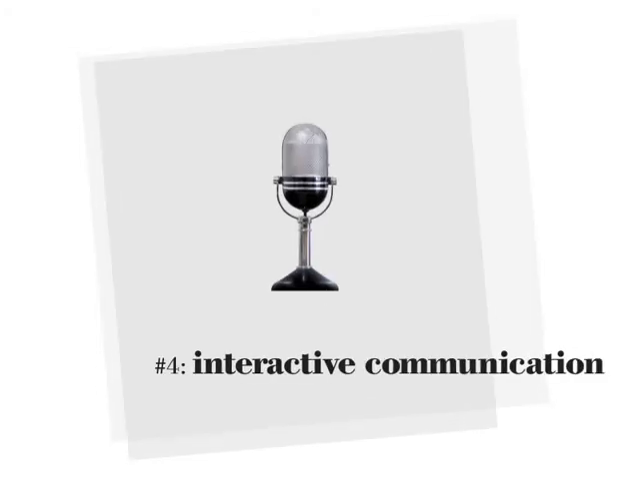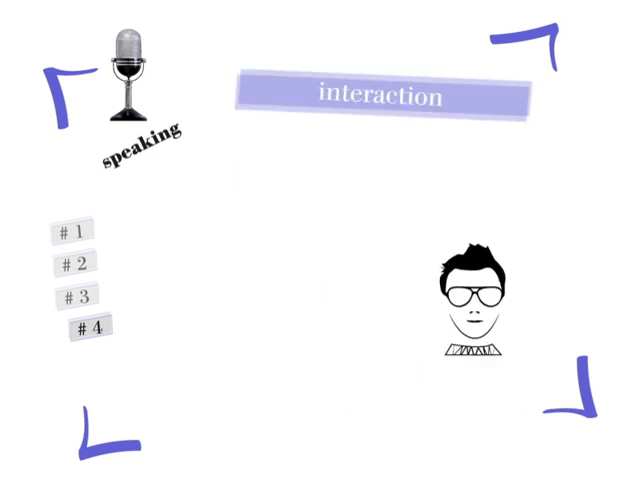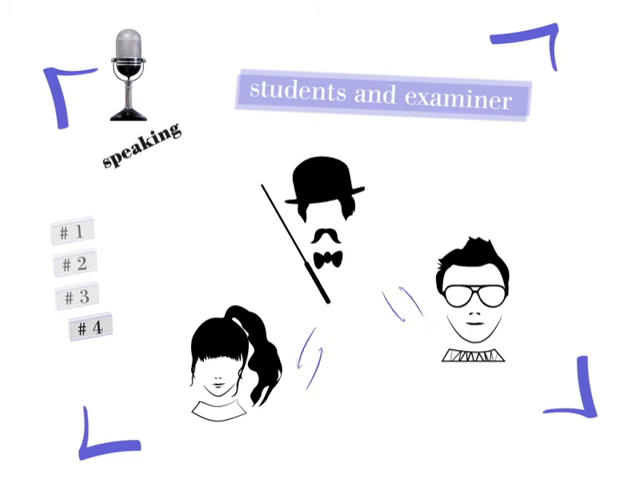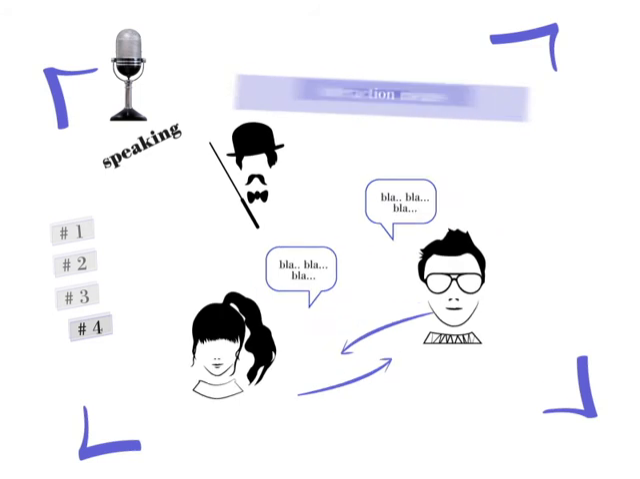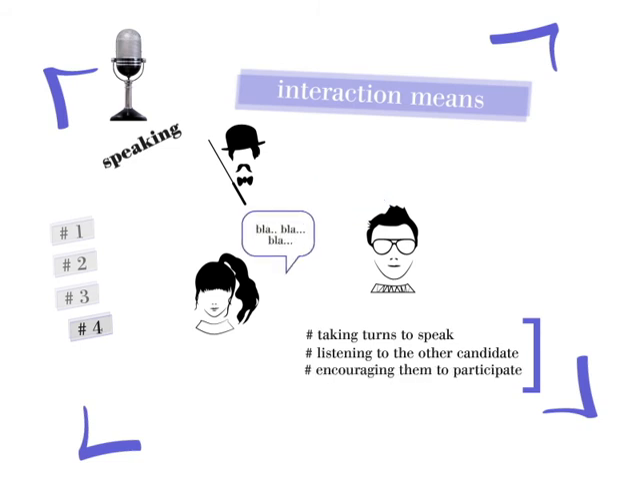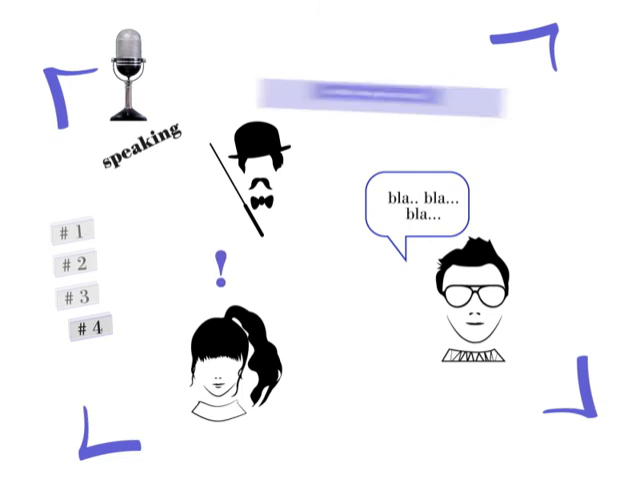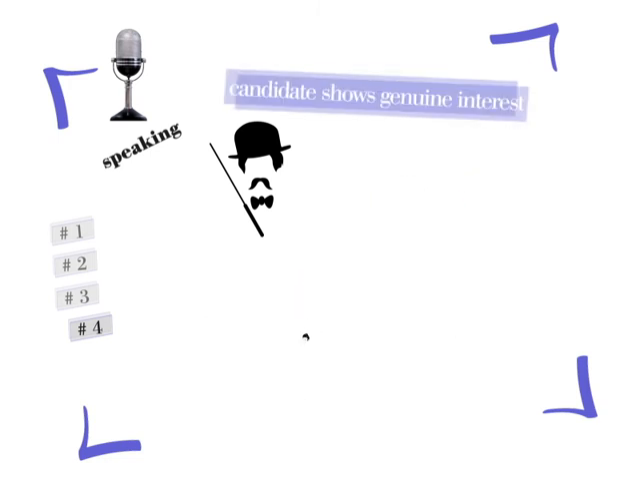4. Interactive communication. A very important part of the exam concerns interaction between the students and the examiner, and also, in particular, interaction between the 2 students. Interaction means taking turns to speak, listening to the other candidate, and encouraging them to participate. The interaction seems most natural when a candidate shows genuine interest in what the other candidate is saying.